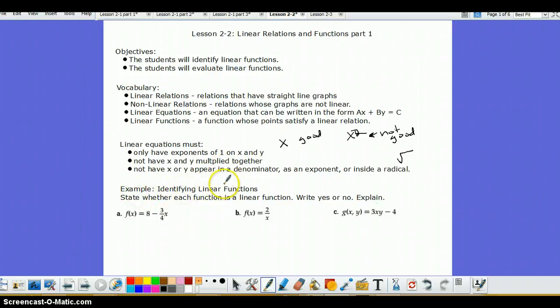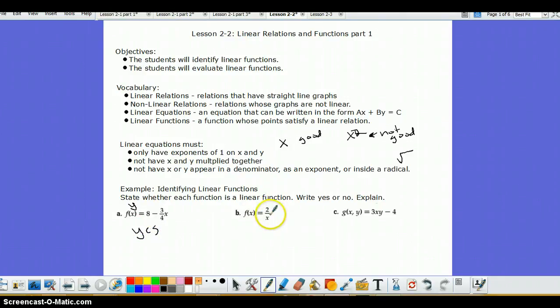Alright, so identifying linear functions. State whether each function is a linear function and write yes or no. And then it says explain. We'll explain if it's no. So remember in the last video, function notation just means y. Looks like it's got an exponent of 1, they're not multiplied together, neither one's in a denominator, as an exponent, or inside a square root, so this would be yes.